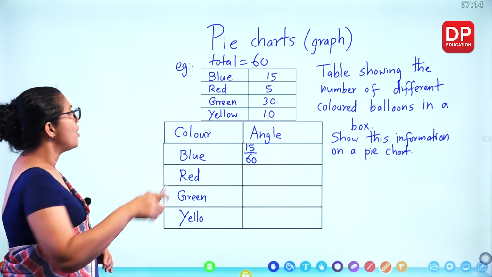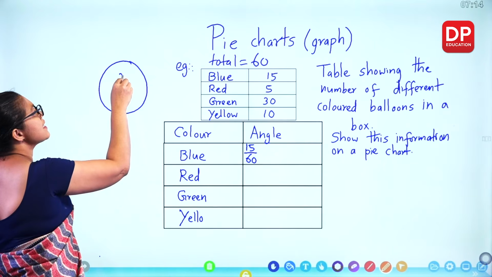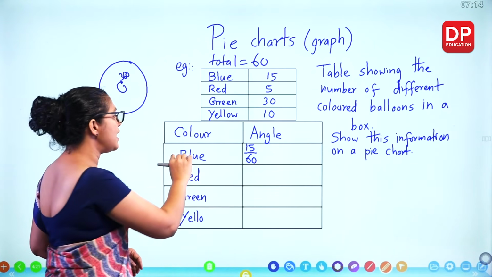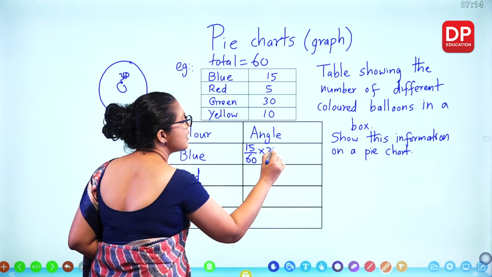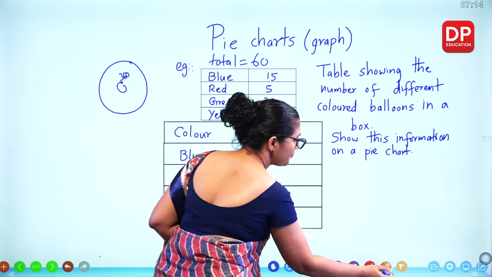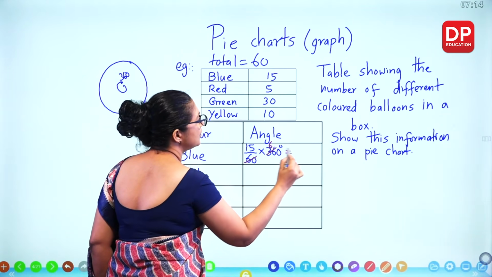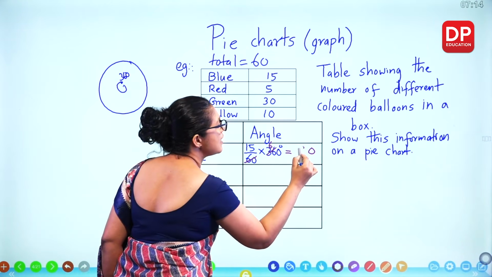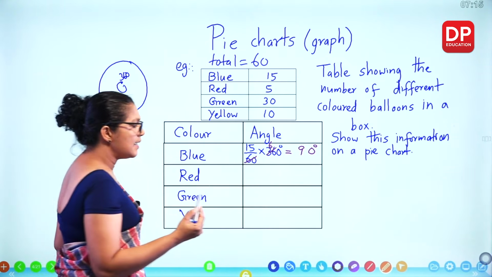And then what you do, now we know when you take a circle, angle around a point is 360. So we are finding what's the angle at the sector for each category. So to do that, we are multiplying this fraction by 360 degrees. So when you multiply, what do you get? 60 times 6, 6 times 15. 6 times 5, 30, remaining 6 times 1, 6, 6 plus 3, 90 degrees. So 90 degrees represents the blue color balloons.